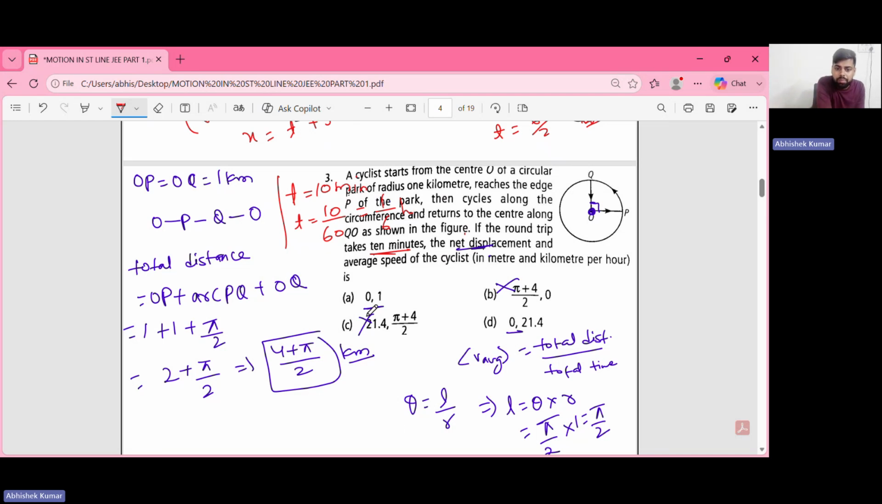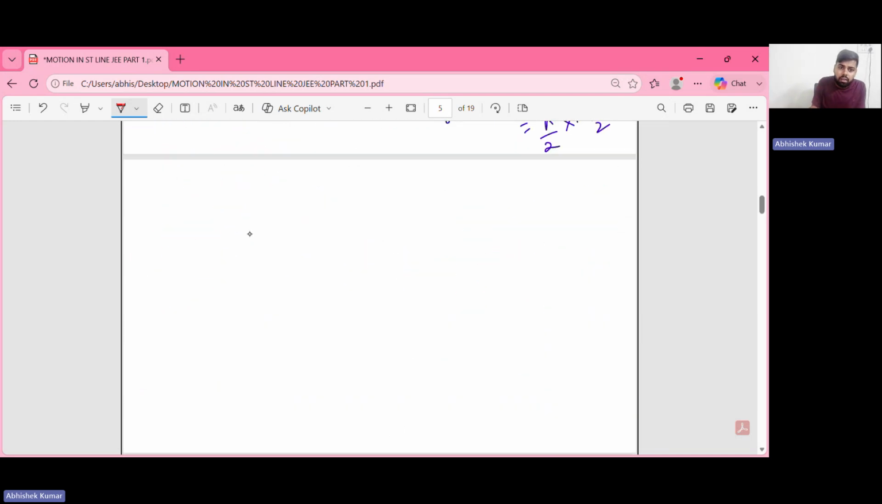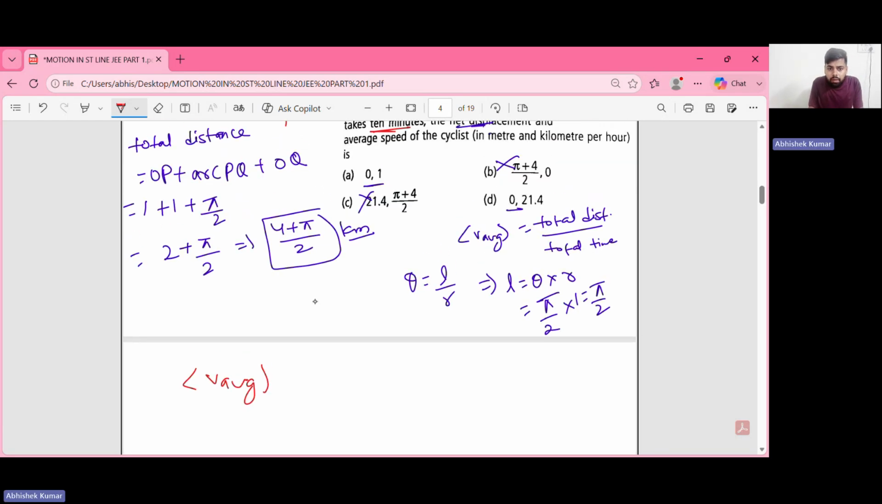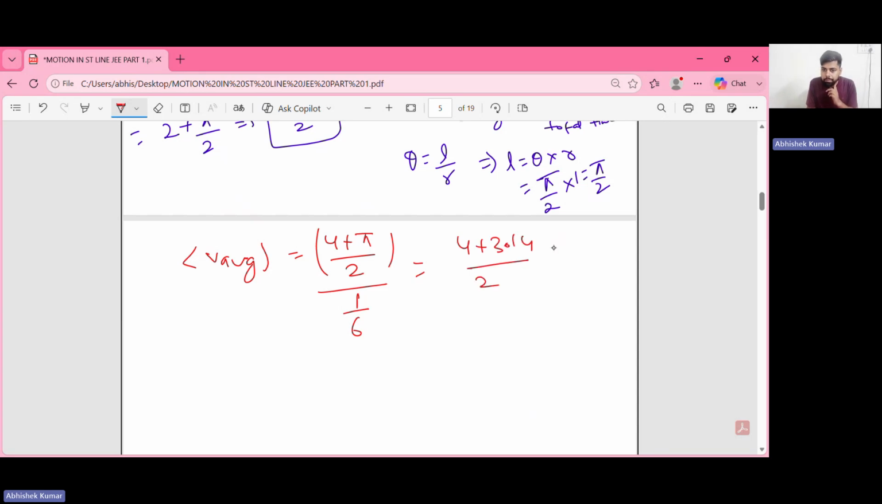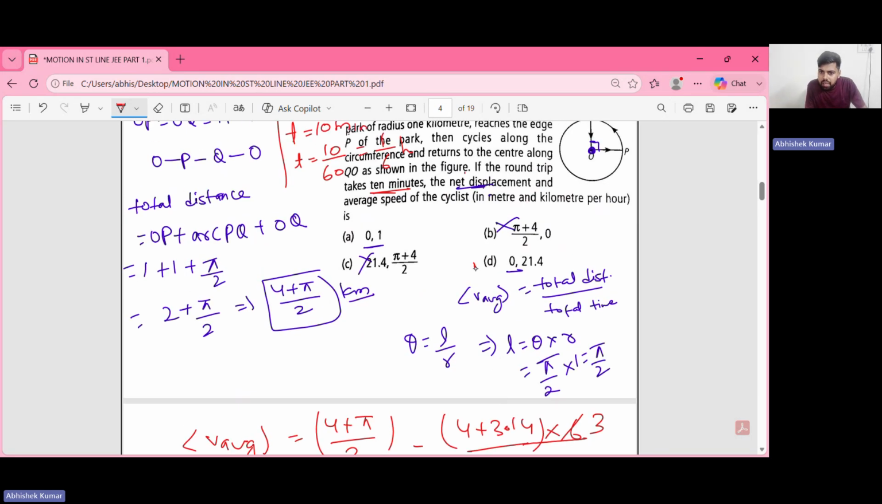Now what do you have to find? Average speed. To find average speed, V average is equal to how much distance it came? 4 plus pi by 2 by 1 by 6. It is clear to all. Now put the value and get the answer. 4 plus 3.14 by 2, the 6 will go up, into 6. Now this one cancels, it is 3. So how much will come? 7.14 into 3. You will get 21 point something. This is the answer.